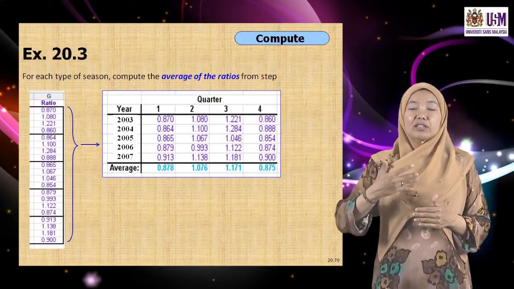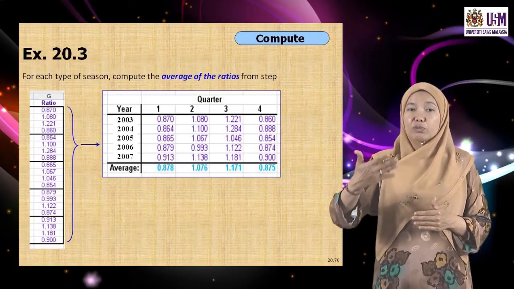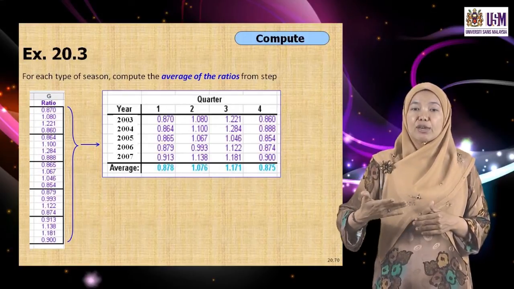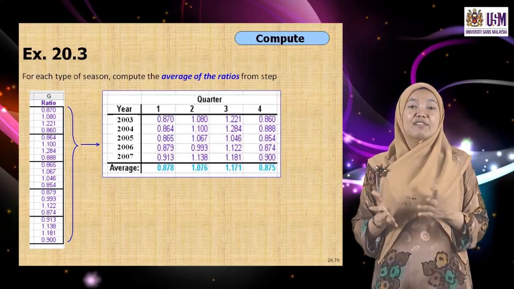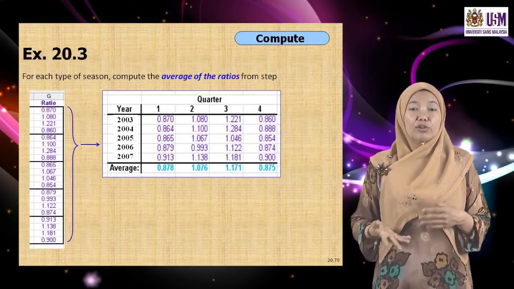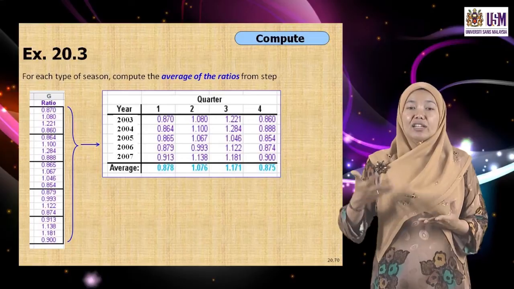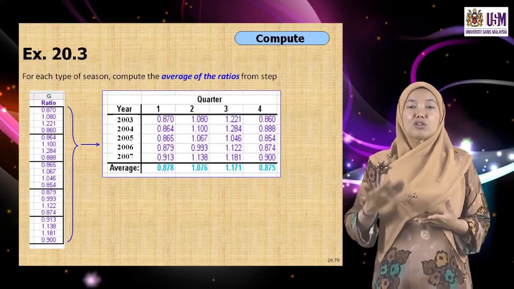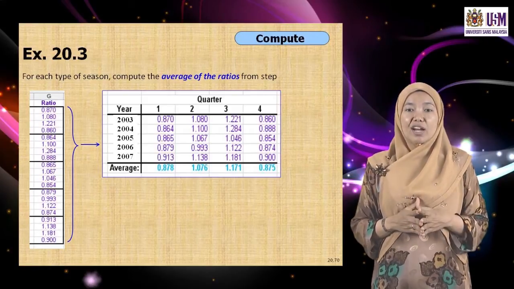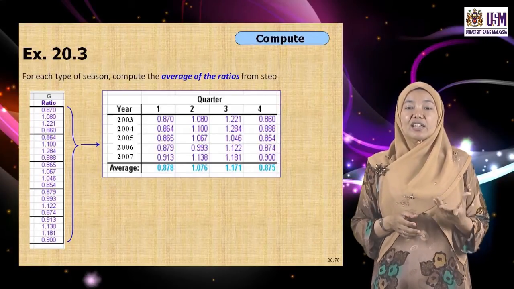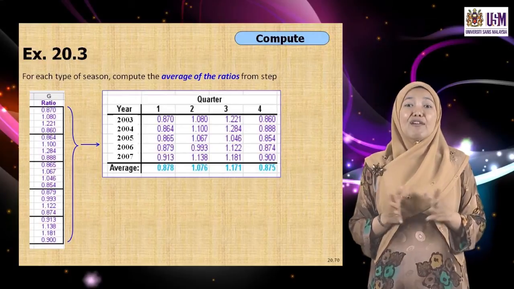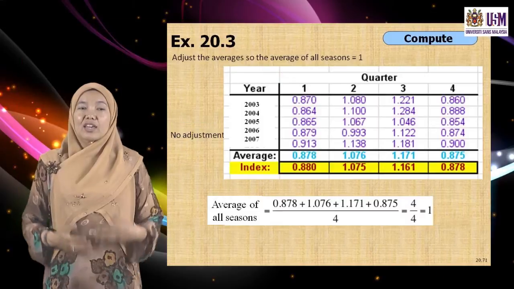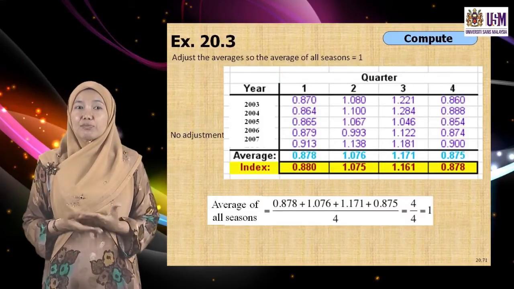And you do the same thing for the second quarter. You add up all the second quarter values over the years from 2003 up to 2007, and because you add up 5, you divide by 5, so you get 1.076. Then you do the same thing for the third quarter. Add up all the third quarter values from 2003 to 2007, divide by 5, you get an average of 1.171. And for the fourth quarter, you add up and divide by 5, you get an average of 0.875.